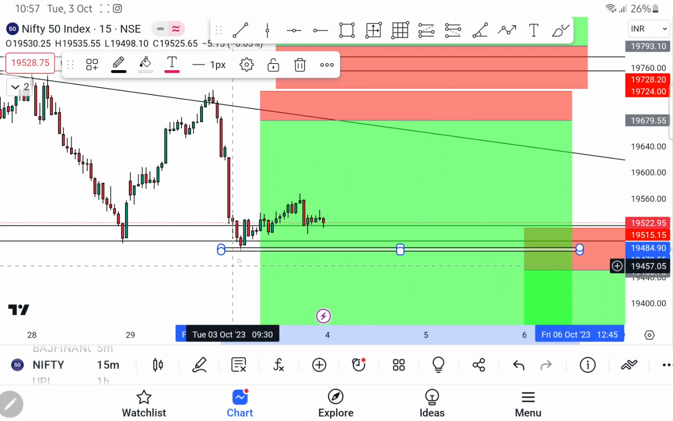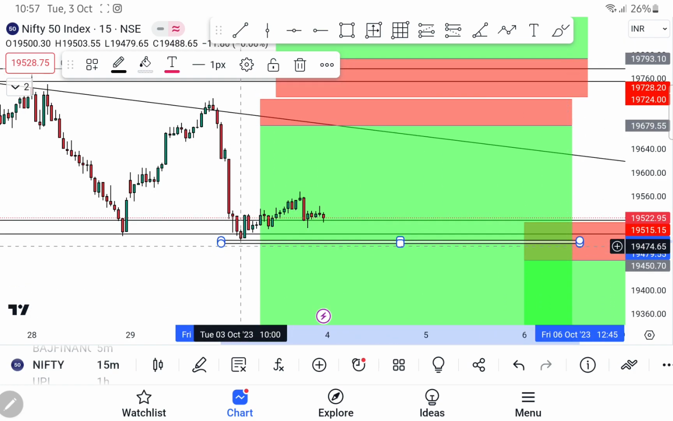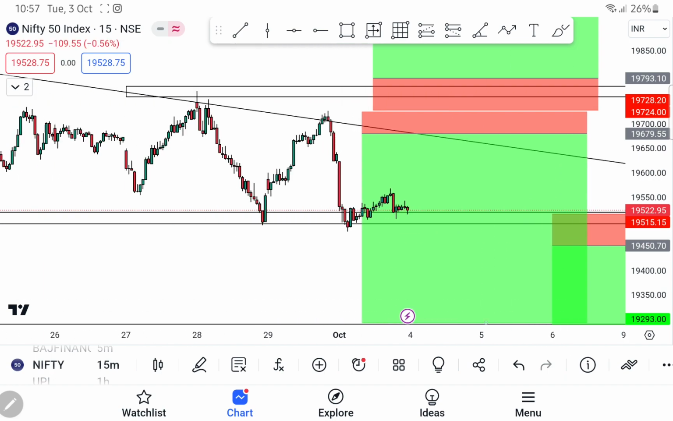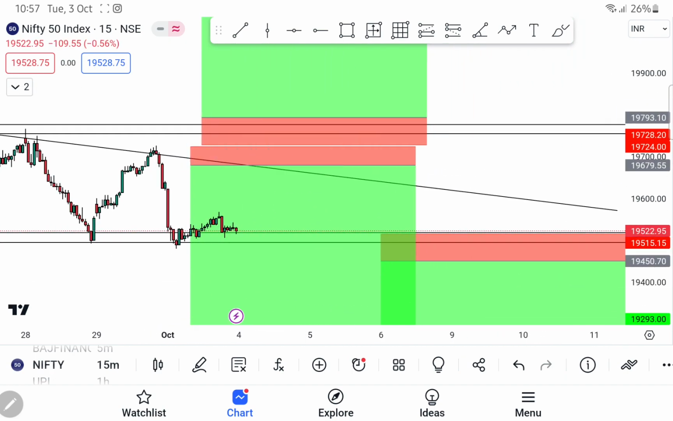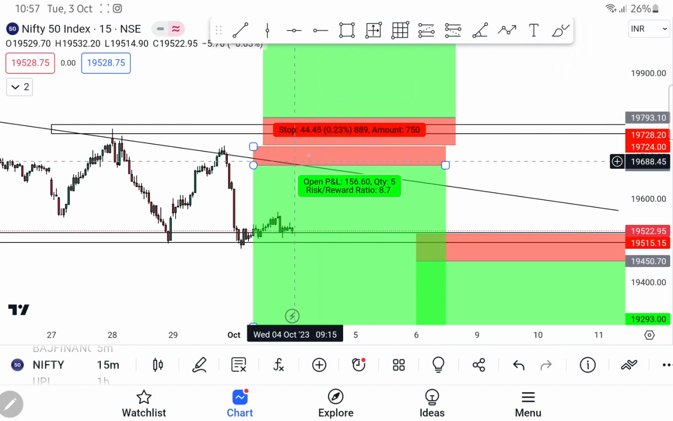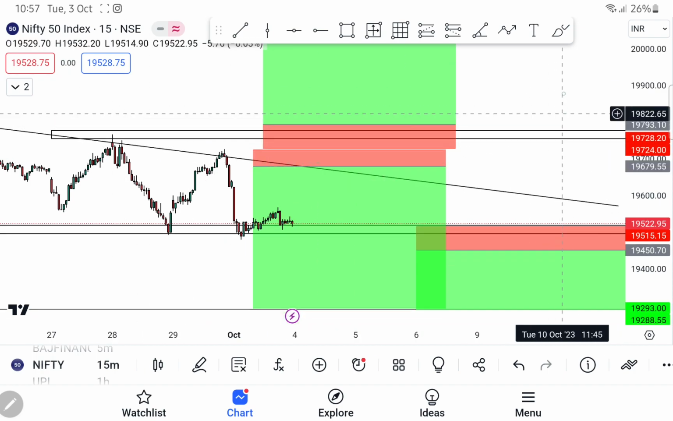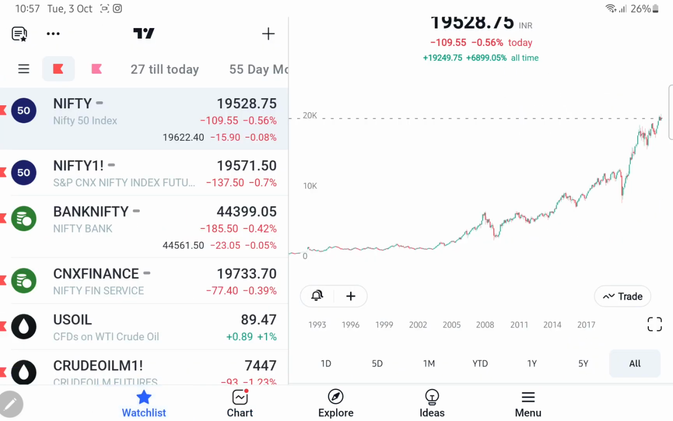19,480. Below that I'll be selling it. I don't have any views for buy now because the market is sideways. It has to go all the way up and break all this resistance, only then I'll be looking forward to buy. So this is for Nifty.